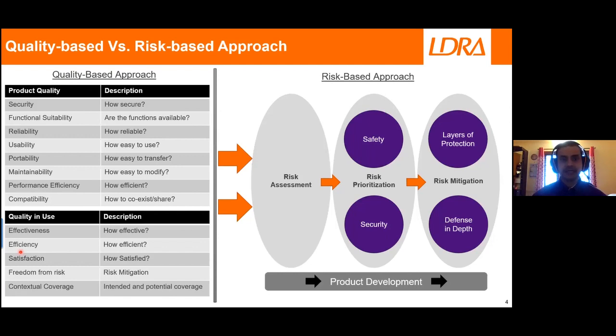The whole product development is based on such a risk-based approach, which clearly indicates that, okay, there is a risk for safety, there is a risk for security. Let's understand that risk, prioritize that risk. What happens if this corresponding scenario appears?